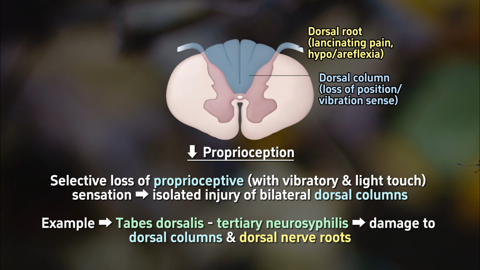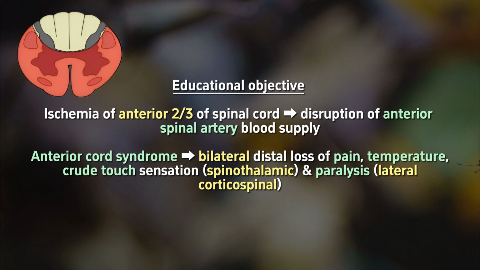Educational objective: ischemia of the anterior two-thirds of the spinal cord can occur with disruption of the anterior spinal artery blood supply. The resulting anterior cord syndrome causes bilateral distal loss of pain, temperature, and crude touch sensation from injury to the spinothalamic tracts, and paralysis from injury to the lateral corticospinal tracts.